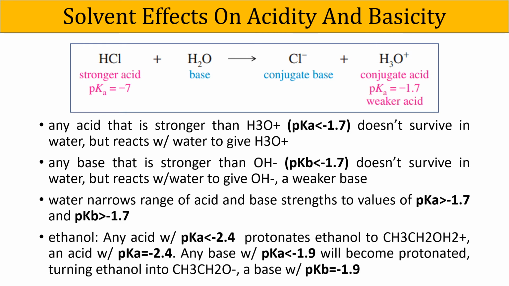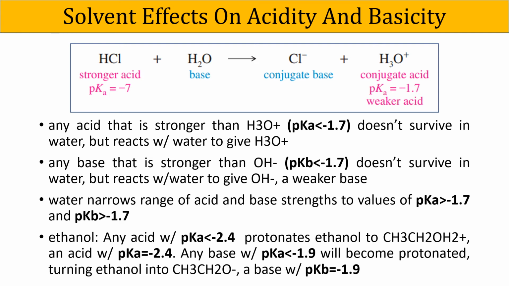Solvent effects on acidity and basicity. Water is amphoteric in nature. It can react as both an acid and a base. Its conjugate acid is H3O plus, or hydronium ion, and its conjugate base is hydroxide ion. When water is the solvent for a reaction, it is present in large excess. Any acid that is stronger than hydronium ion, with a pKa value equal to minus 1.7, does not survive in water but reacts with water to give hydronium ion. For example, if we add HCl gas, pKa equals minus 7, to water, it immediately reacts exothermically to give hydronium ion, a weaker acid.